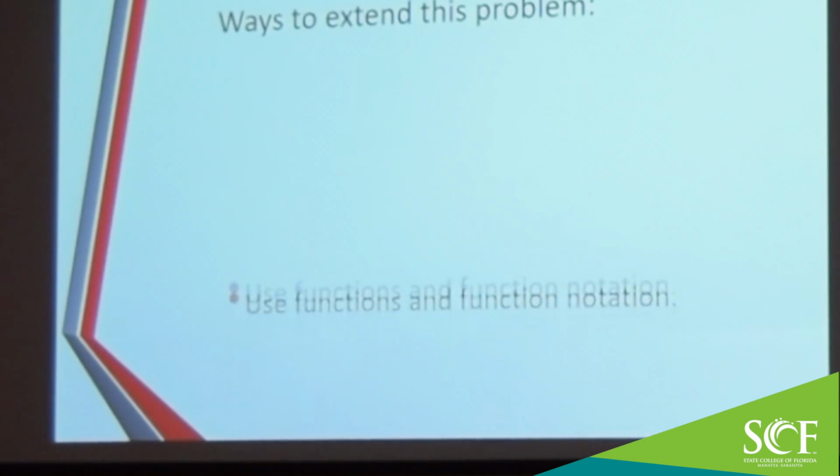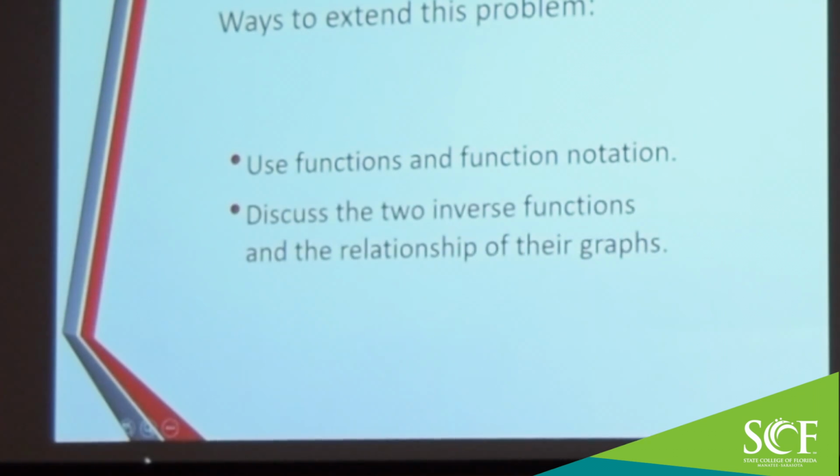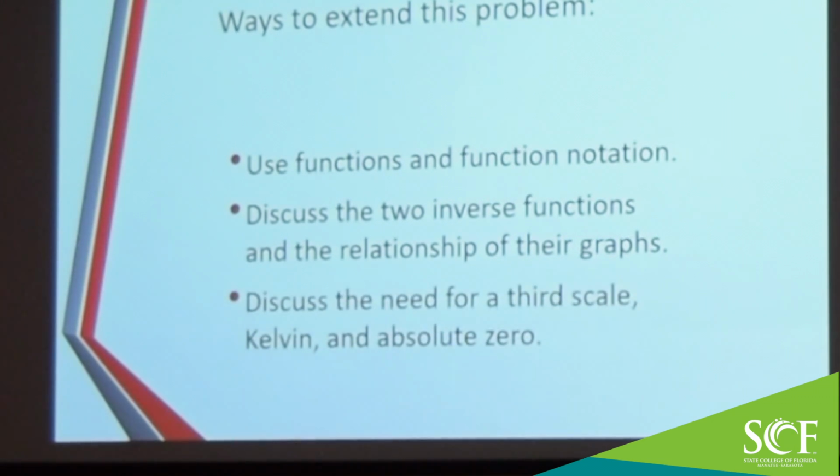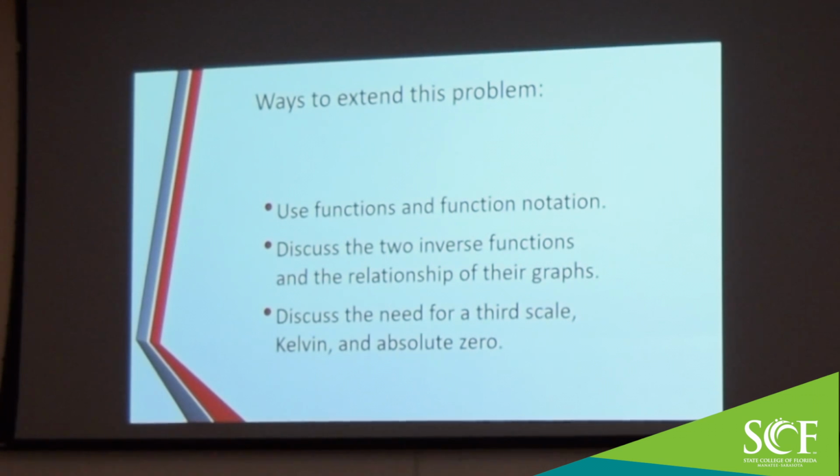So now, ways to extend it. Definitely we can use functions. Function notation is a really nice inverse function where you can go from one back and forth. And then it really gets to the point, too, of why Kelvin is needed. Kelvin is needed because you need an absolute zero. In science, you need that. So there's some good applications.